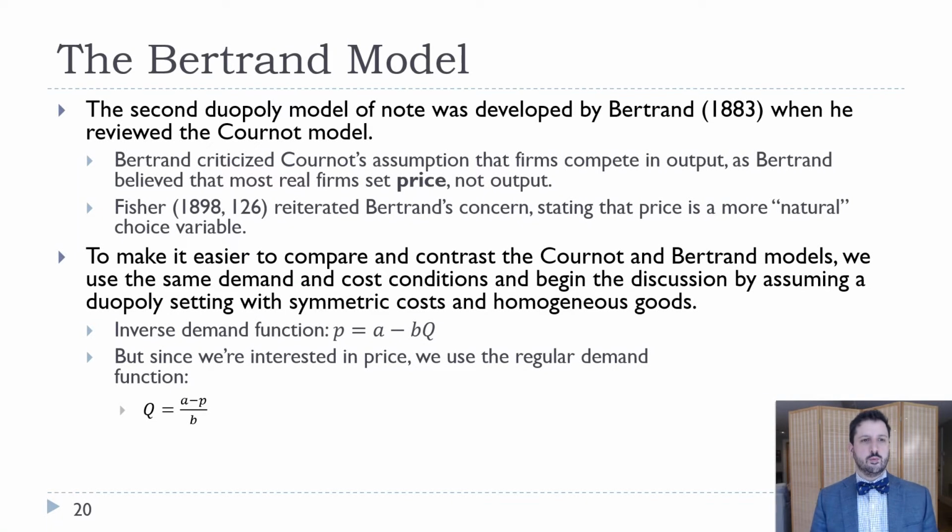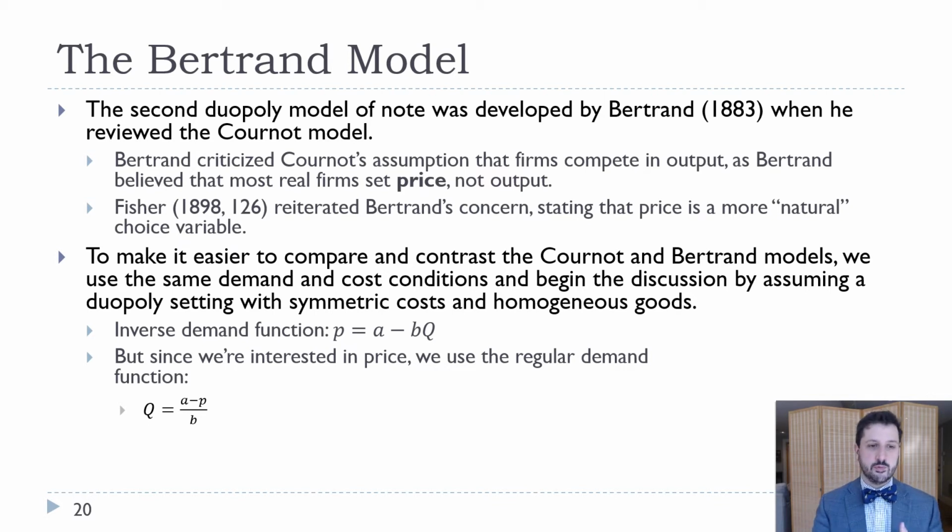So the second model that we're going to look at for oligopoly is the Bertrand model, which was developed almost 50 years after Cournot. And Bertrand's main criticism of Cournot was that he says, well, firms don't choose output, they choose price. And Fisher said, yeah, that price is a more normal choice variable. And so we're going to try to keep everything the same when we compare Cournot and Bertrand, but what we're going to see is that it leads to very different conclusions, right?